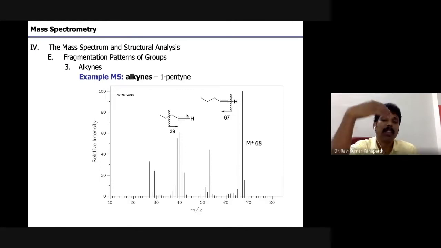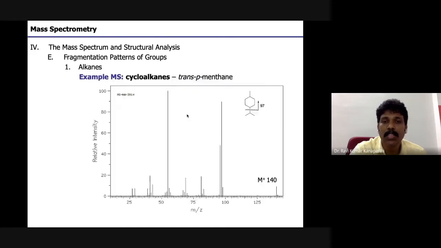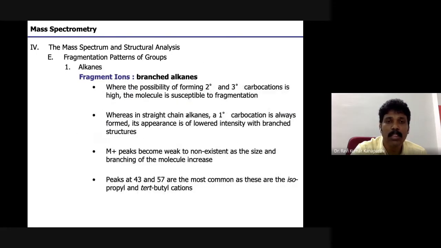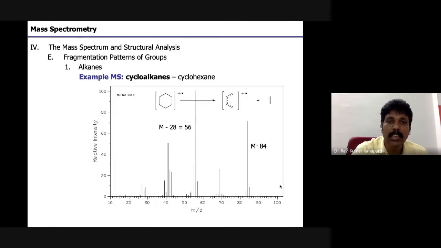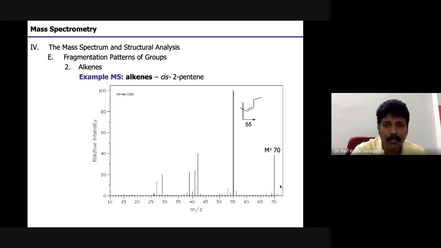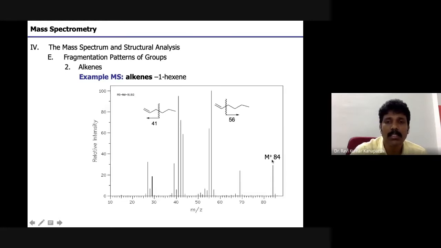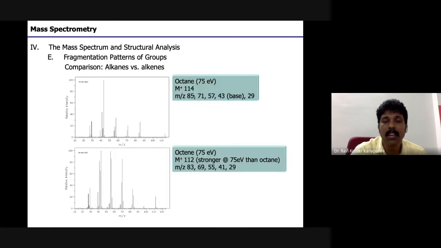I don't know whether you are noticing or not. As we have come from the alkanes, the point I mentioned with regard to the molecular ion peak was that in alkanes, let me go back and show you, the molecular ion peak is not very prominent. And when you come to the alkenes, the molecular ion peak is somewhat strong. You can see here it is strong. You can see several examples. 1-Hexene is another example, 1-pentene is another example, and 1-heptene is another example.